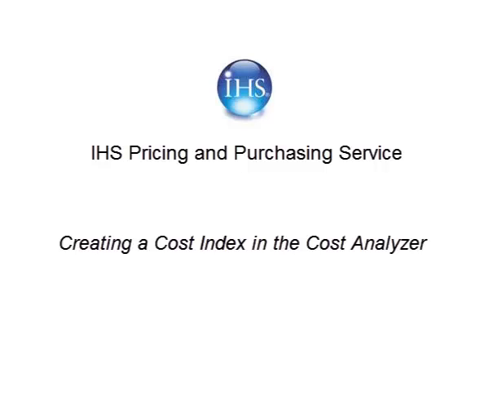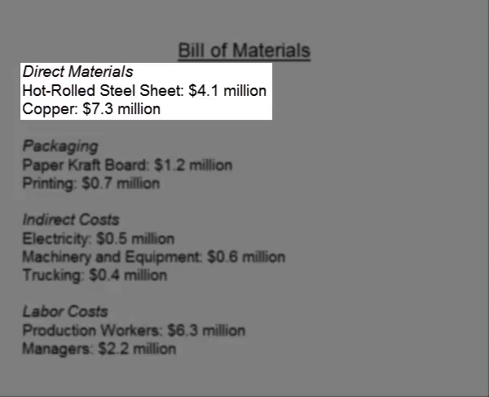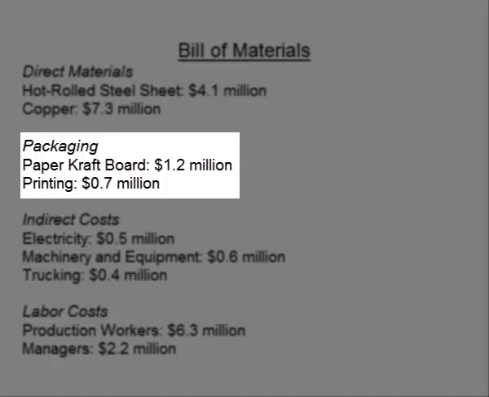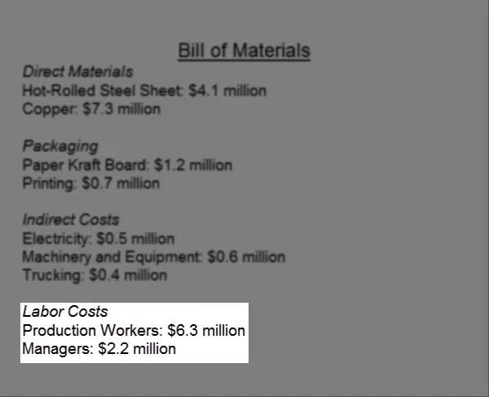In this case, we will build a custom cost forecast using a hypothetical bill of materials for a widget, as seen here. Our bill of materials includes material costs, like steel and copper, packaging costs, like paper, kraft board, and printing, indirect costs like electricity, machinery, and trucking, and labor costs.